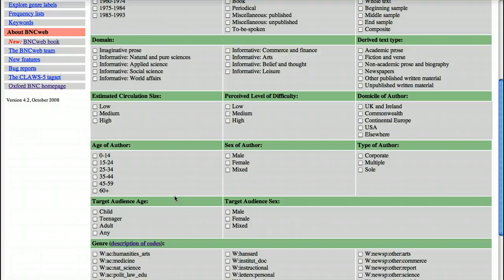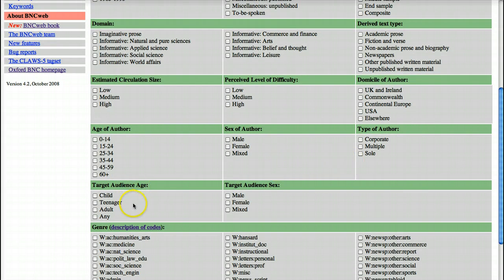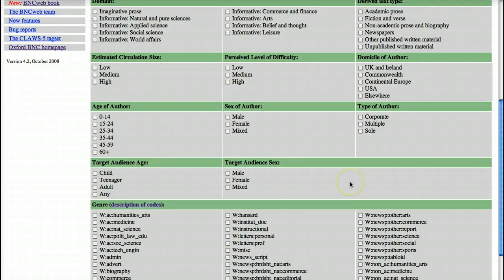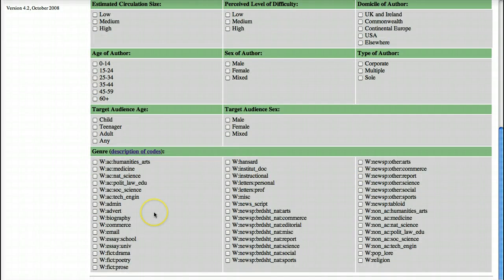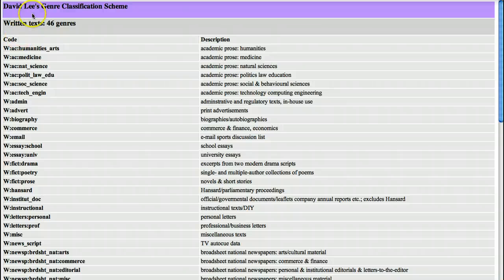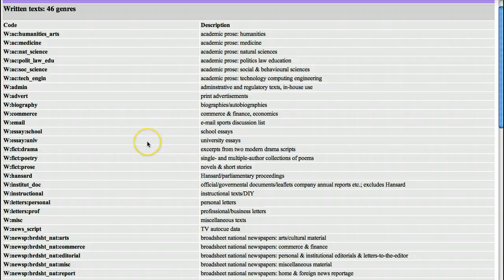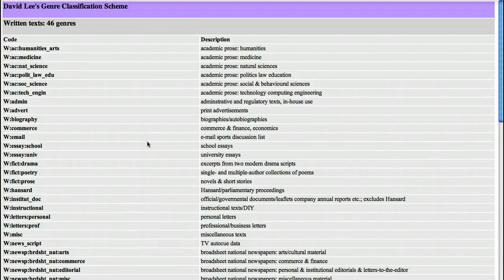So we can also see the age of the author, sex, type of author, and at the bottom you'll notice there's a big, perhaps the largest category, and this is the genre of the text. These genres were created, or rather identified by somebody called David Lee, and here is a description of what they are. You can also read more about this in publications by David Lee, which are available online.